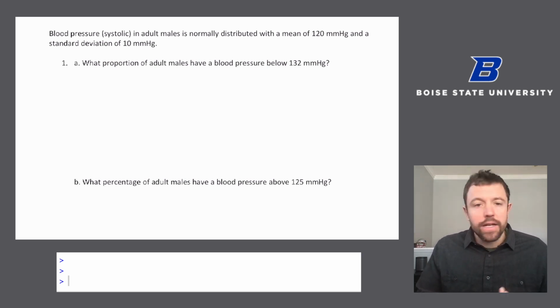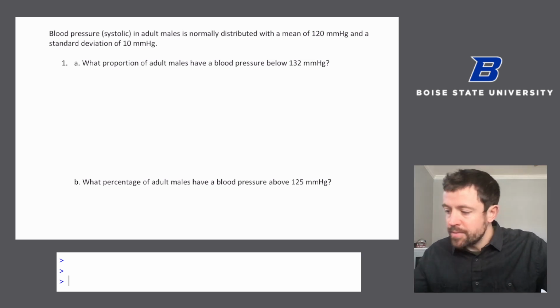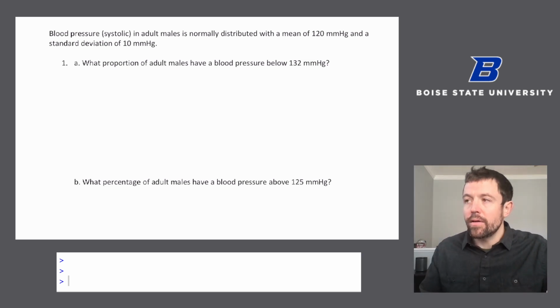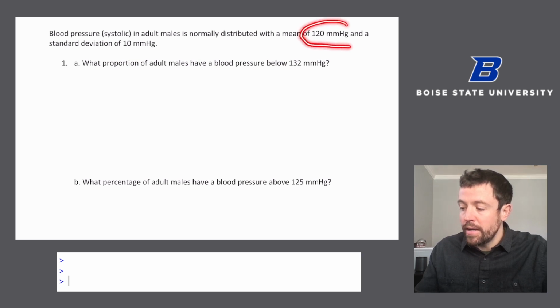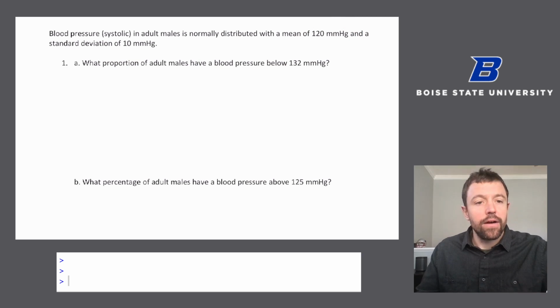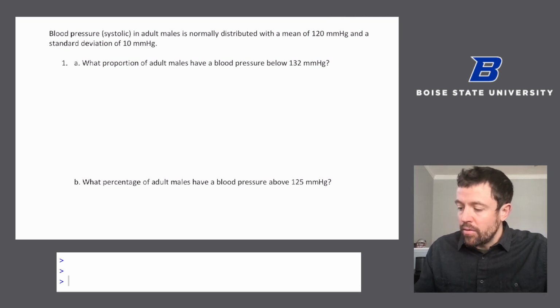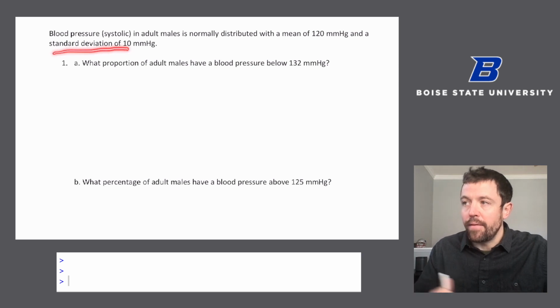So let's dive right into a normal distribution question. So here we're looking at a very typical normal distribution question. We're told that blood pressure here, this blood pressure will always refer to systolic blood pressure in this problem. Systolic blood pressure in adult males is normally distributed with a mean of 120. The units there are millimeters of mercury, but I'll probably leave that out most of the time. They're normally distributed with a mean of 120 and a standard deviation of 10.